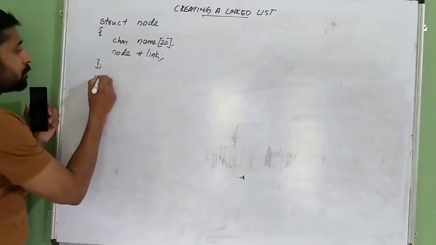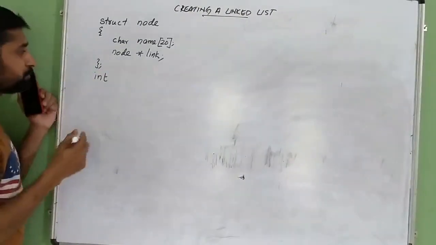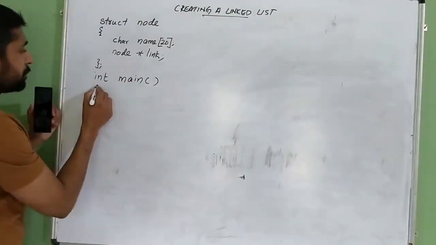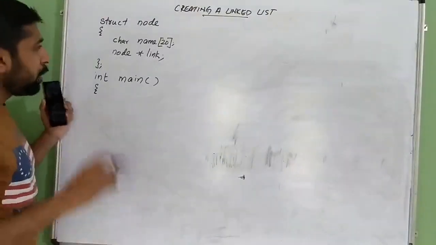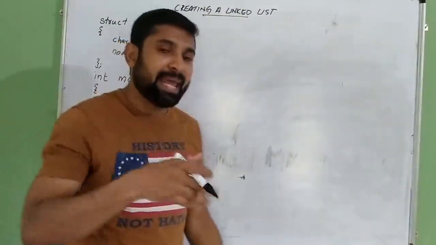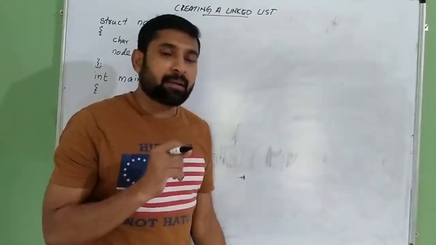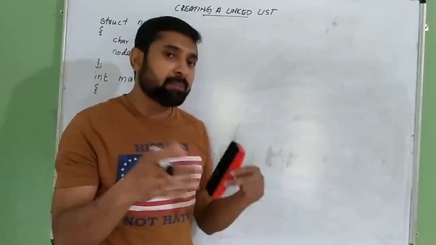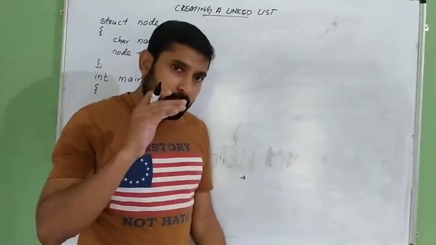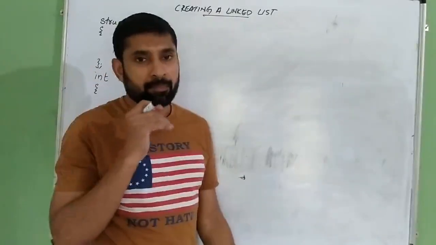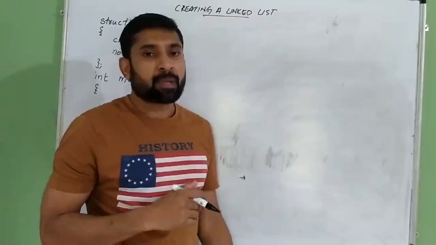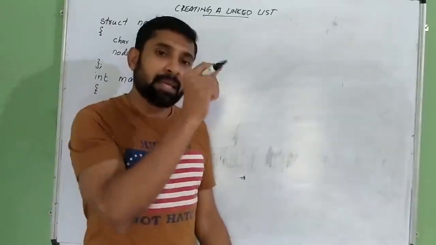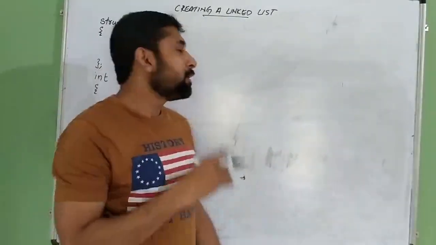Now we are going to write the main function, int main. Okay, our aim is to ask names continuously until the user inputs that there are no more names to input. So the user can input any number of names as per his wish. As the user inputs a name, we will create a new node and link it with the list. So it will form a linked list.